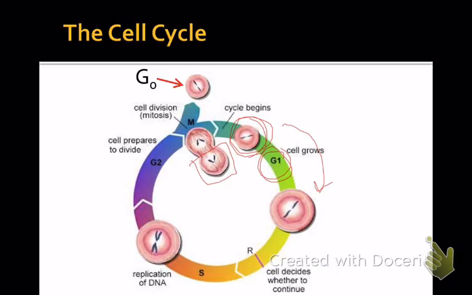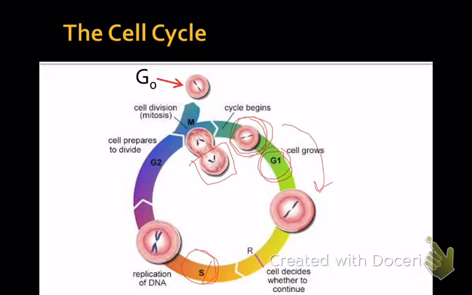After it's through growing, if it's going to divide again, it goes next into a phase we call the S phase. S stands for synthesis. And the synthesis phase is when the DNA is replicated. So we don't replicate DNA in cells that are never going to divide again. They just stick with their one copy of everything.